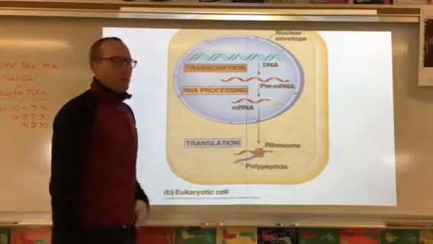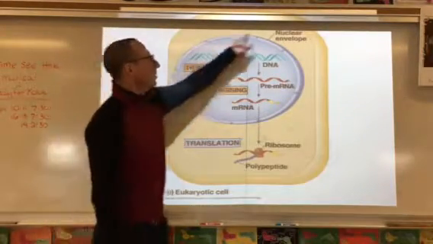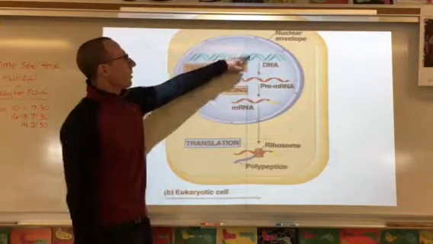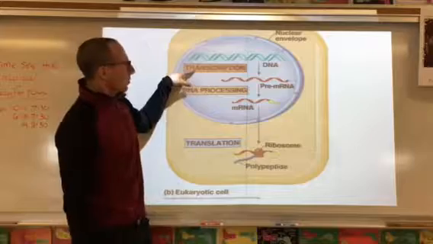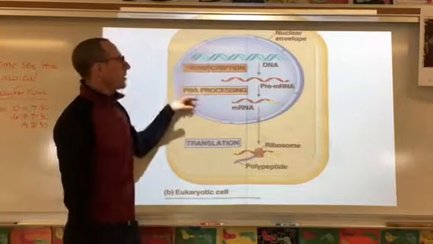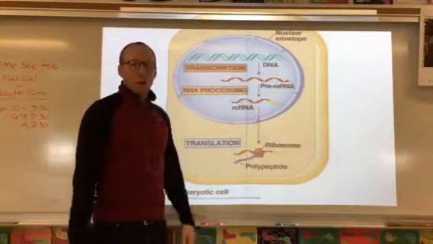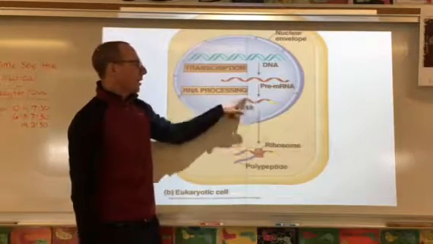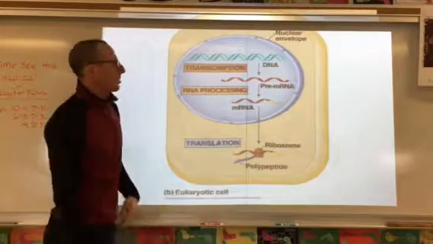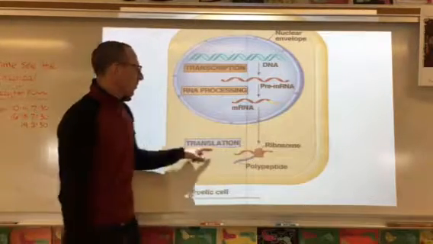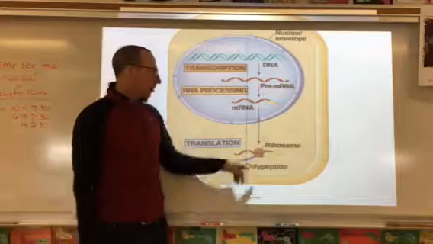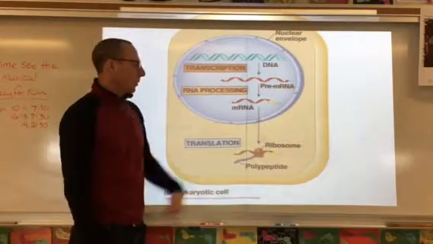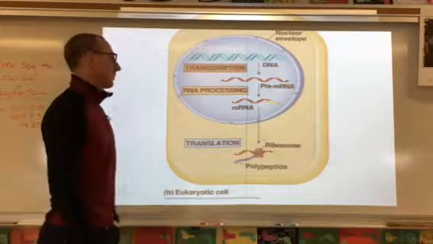So looking at a eukaryotic cell, this is the nucleus. Right here we have double-stranded DNA up here. Another way to put it, where does transcription occur? Within the nucleus, and it yields pre-mRNA. And then we go through RNA processing to get mRNA. The messenger RNA goes outside into the cytoplasm for translation to occur, which involves a ribosome and a few other components to make the final polypeptide or the functional protein.